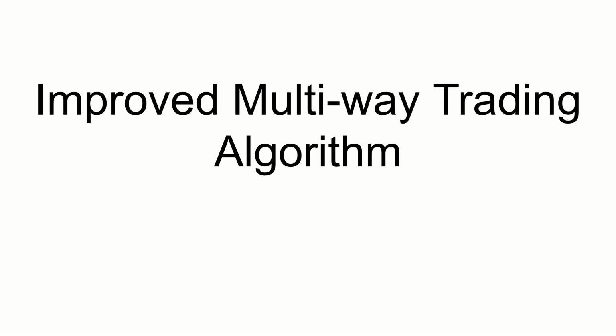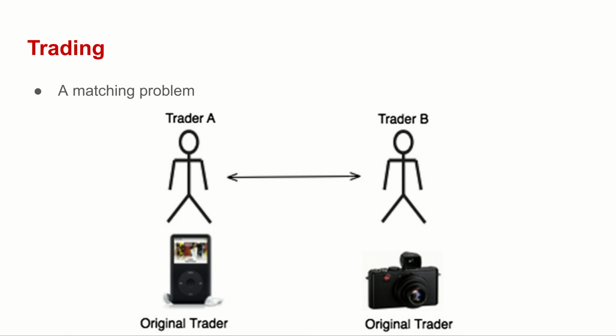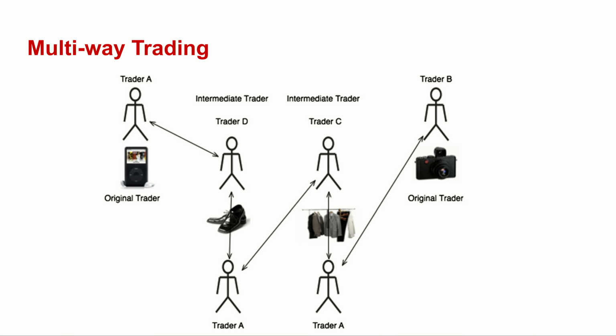Sorry. And before we talk about multi-way trading, we've got to talk about regular trading, what it is. It's essentially just a matching problem. Trader A has an iPod, wants a camera. Trader B has a camera, wants an iPod. You match them together, and they trade. Simple. Multi-way trading, on the other hand, is more complicated.